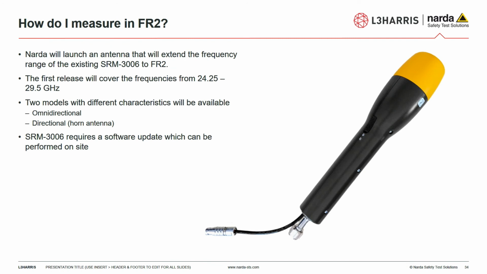How do I measure 5G services in frequency range 2? Narda will be offering an antenna that will extend the existing SRM 3006 frequency range up to frequency range 2. This antenna will cover the frequency range from 24.25 to 29.5 GHz. There will be two different reception characteristics, either that of a horn antenna or omnidirectional. The SRM 3006 will need a software update to use this antenna. This can be done on the spot.